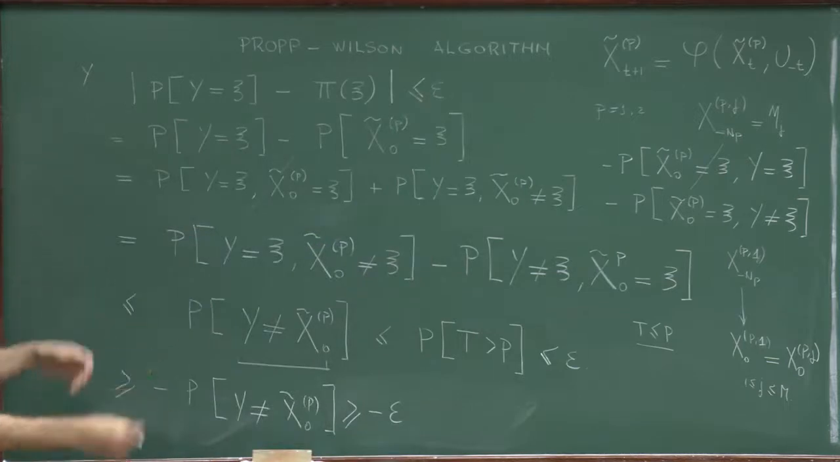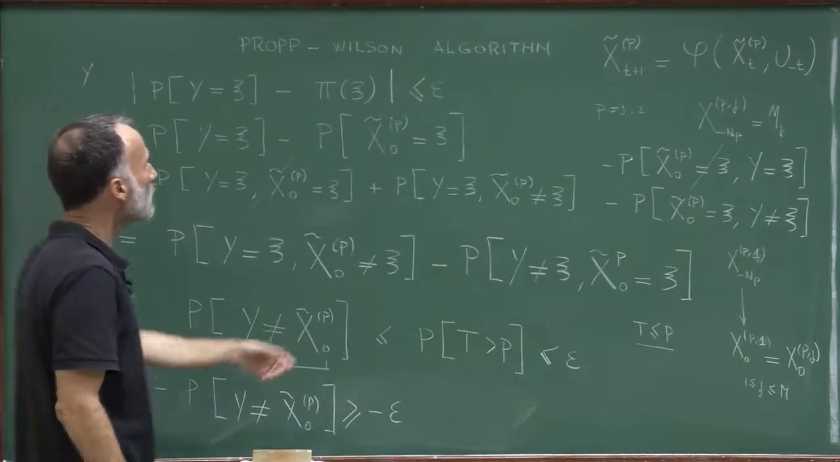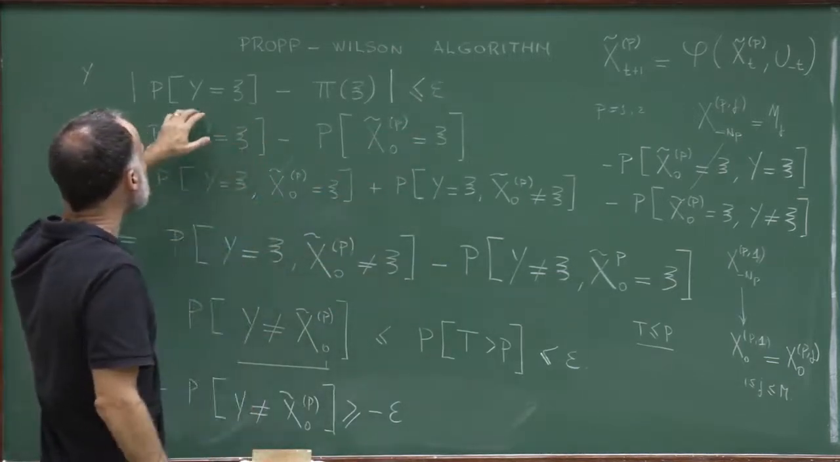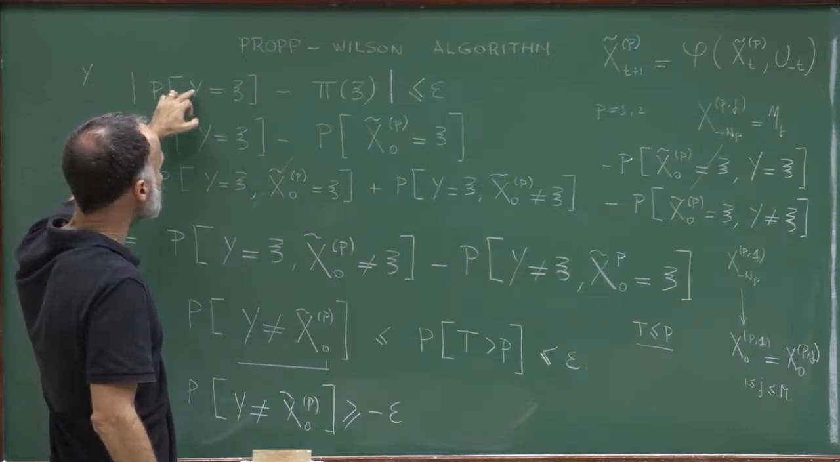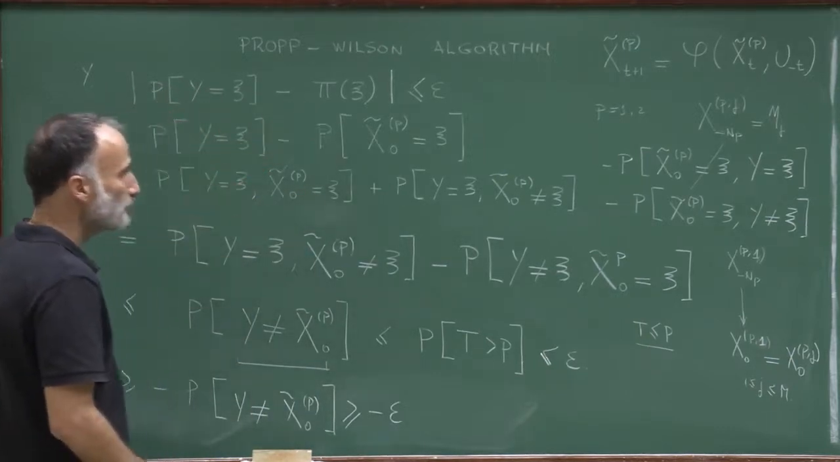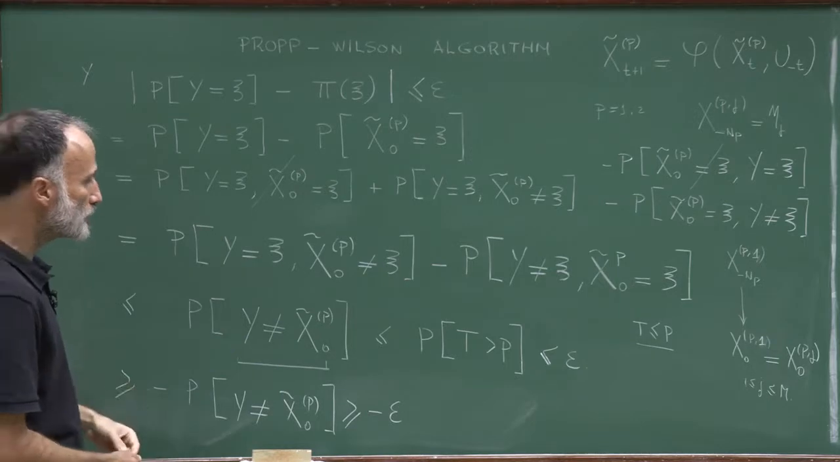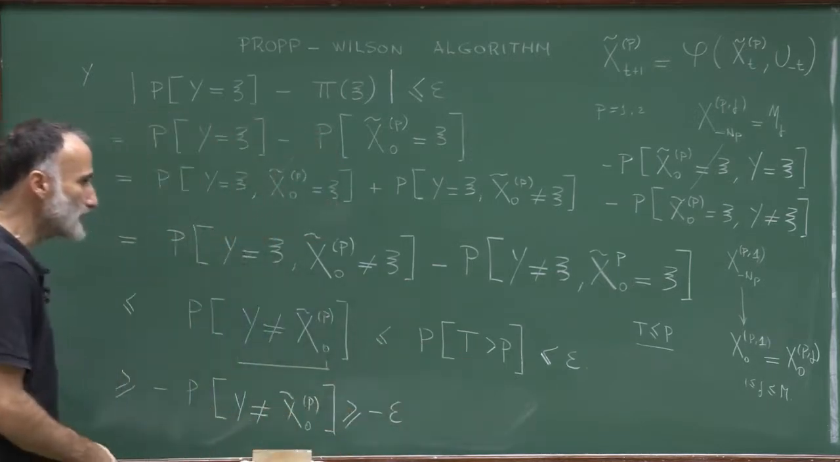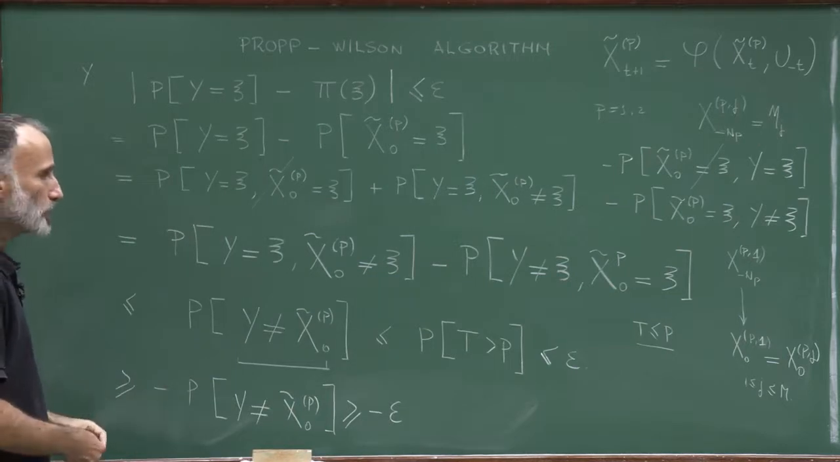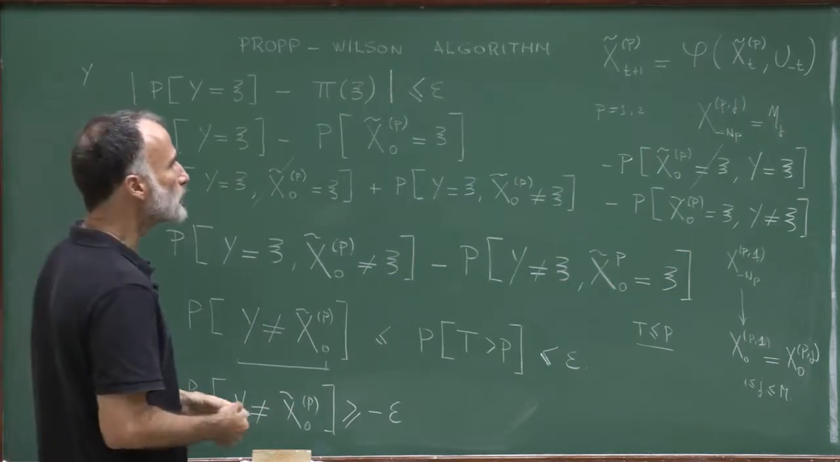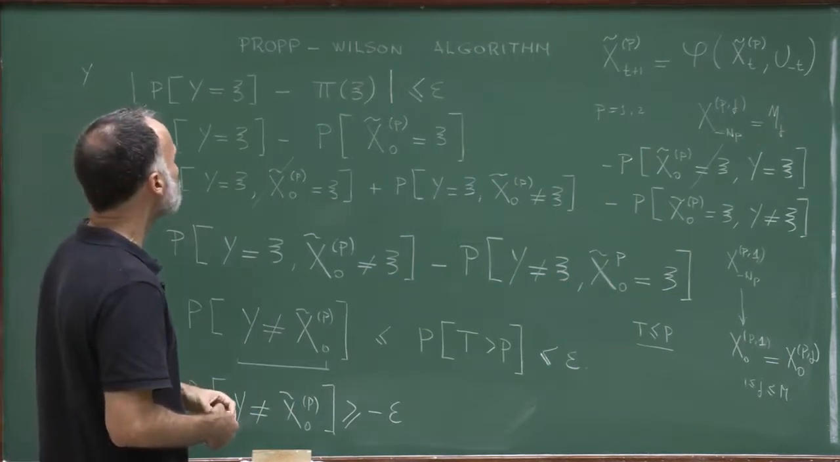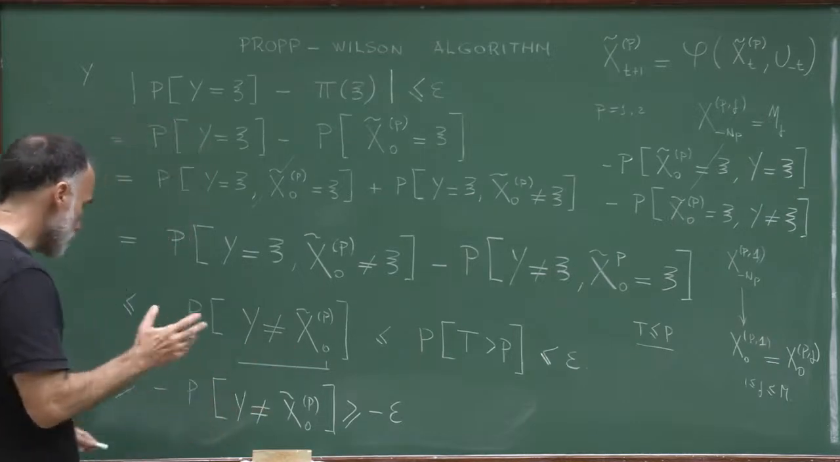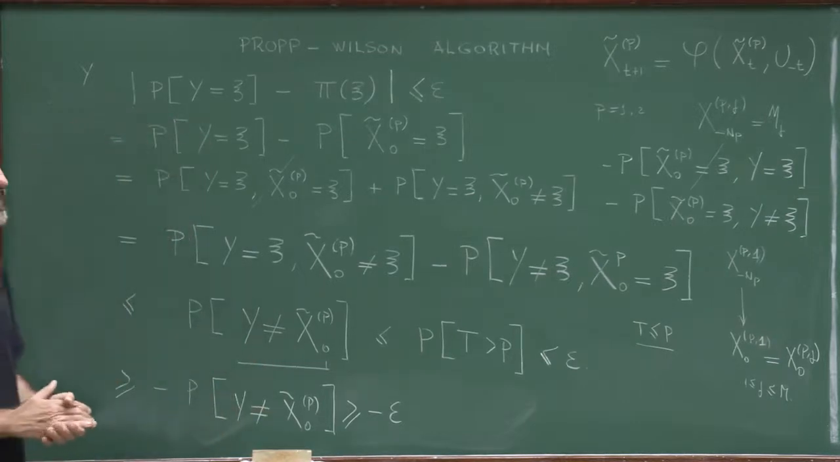Since we are free to choose epsilon, by letting epsilon go to 0, we conclude that indeed the distribution of y is given by pi, if the Propp-Wilson algorithm ends in a finite time. So this proves the theorem, and now I want to discuss some questions about the Propp-Wilson algorithm.